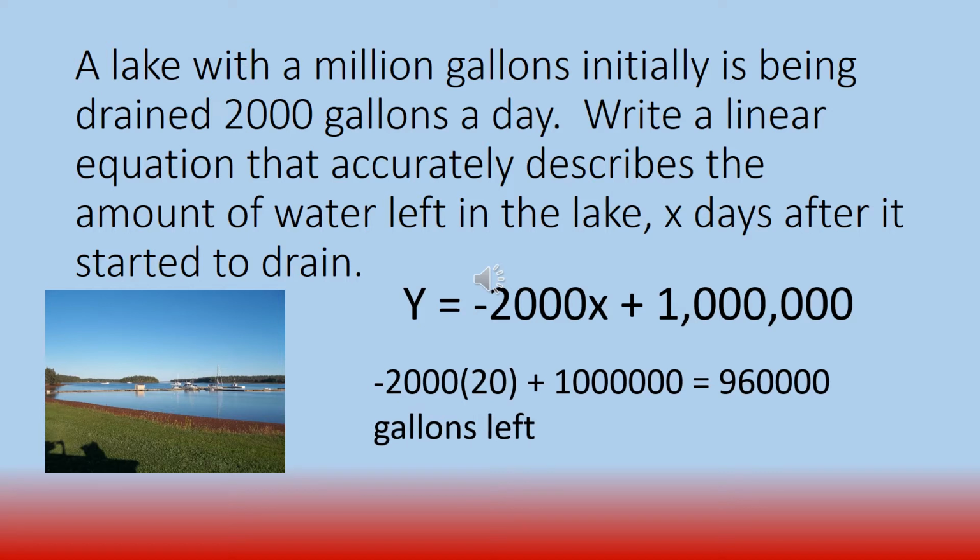The 2,000 gallons a day gives us our slope. It should be negative 2,000. So negative 2,000 times the number of days will be added then to our initial value of 1,000,000. So the y-intercept value is 1,000,000. So y equals negative 2,000x plus 1,000,000 is the equation of our line.